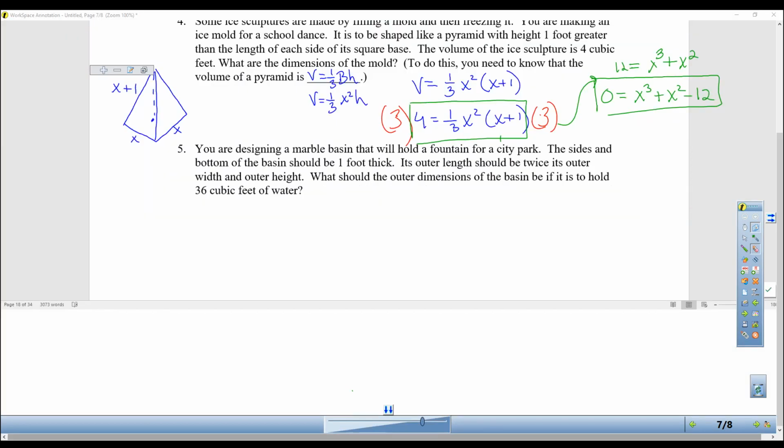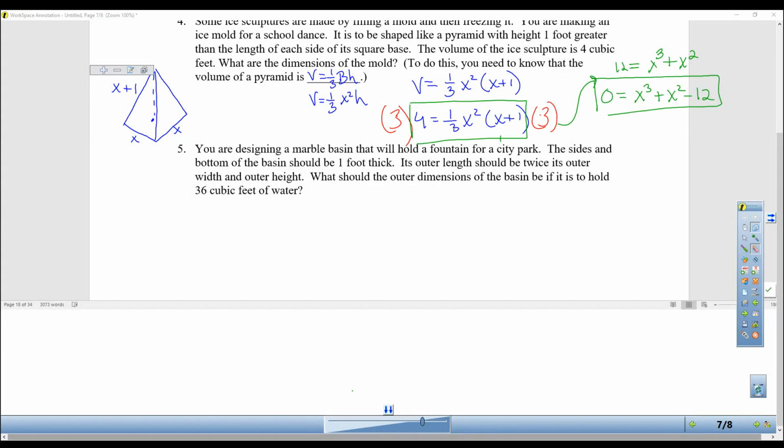Number 5 says you are designing a marble basin that will hold a fountain for a city park. The sides and the bottom of the basin should be 1 foot thick. The outer length should be twice its outer width and outer height. What should the outer dimensions of the basin be if it is to hold 36 cubic feet of water?